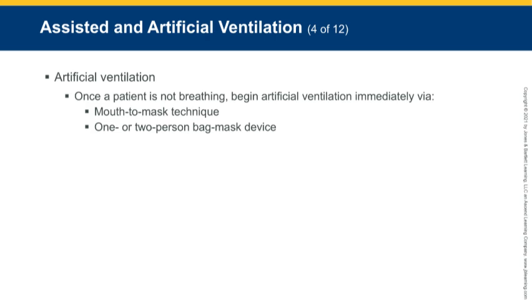If a patient stops breathing, artificial ventilation must begin immediately. There are several methods: mouth-to-mask ventilation using a barrier device, and 1 or 2 person BVM ventilation for more controlled oxygen delivery. In cardiac arrest scenarios, ventilation should be coordinated with high-quality chest compressions to ensure oxygenated blood reaches vital organs.